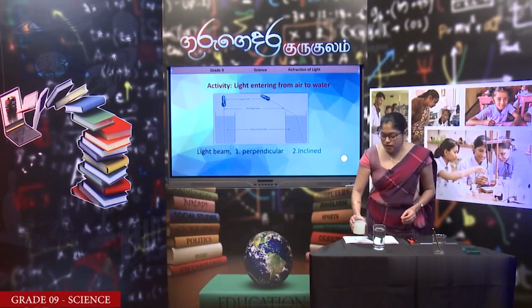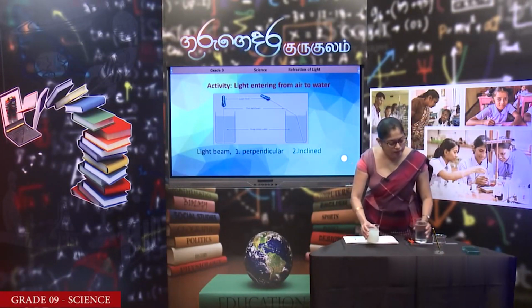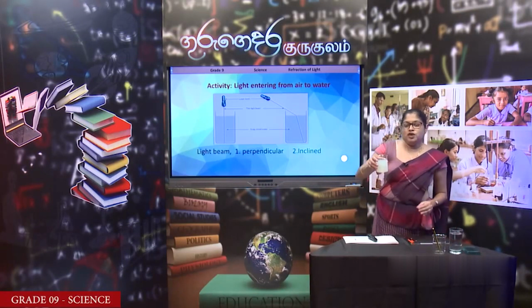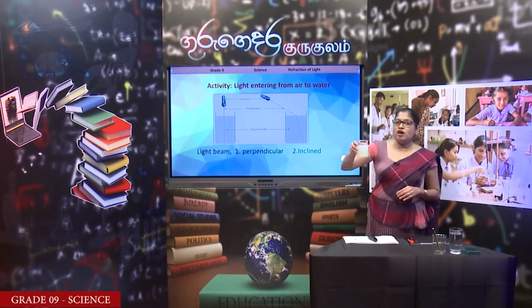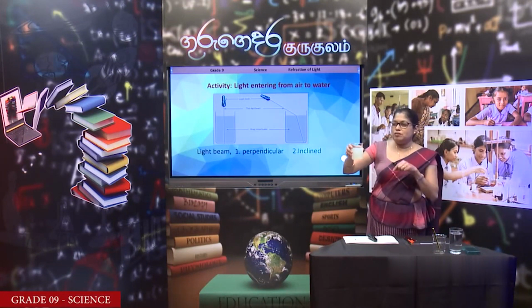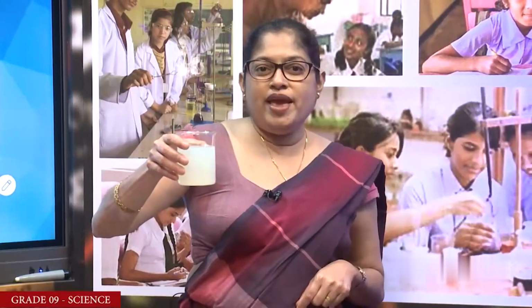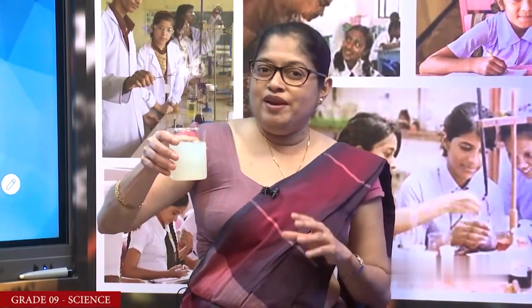You need a beaker with water. You can see this water is not clear. So, I dissolve some soap, or you can add some drops of Dettol to that to make it little turbid. You will realize why I did so later.